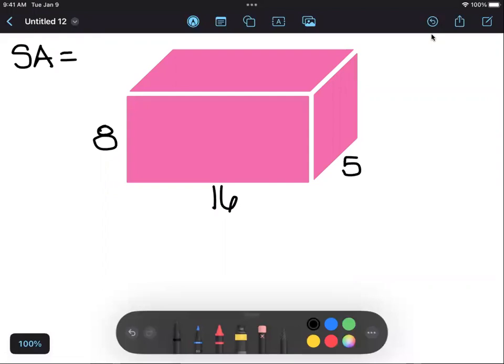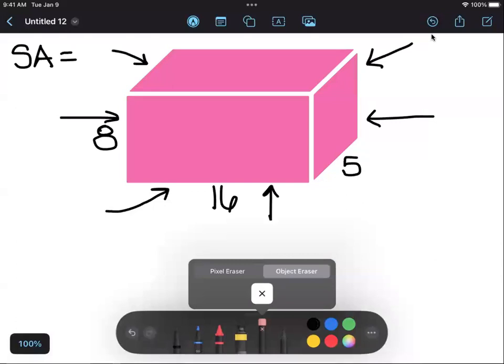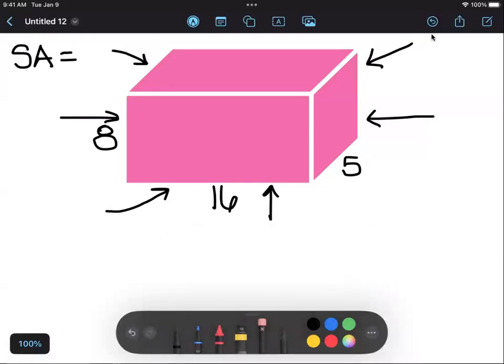Now we can see we have a surface here on the top. We have a surface in the front, and we have a surface right here on the side. But what we don't see, but is there, is an equal surface underneath that would be equal to the top. We have another surface on this side that is equal to the other side, and we have another surface in the back that is equal to the front. So really we have 6 surfaces that we need to find the area of each and then add them all together to get the surface area.